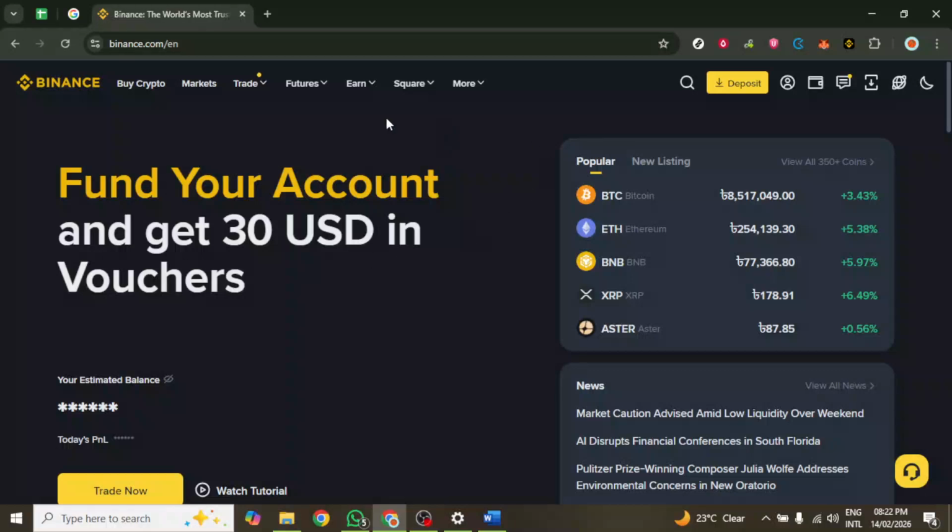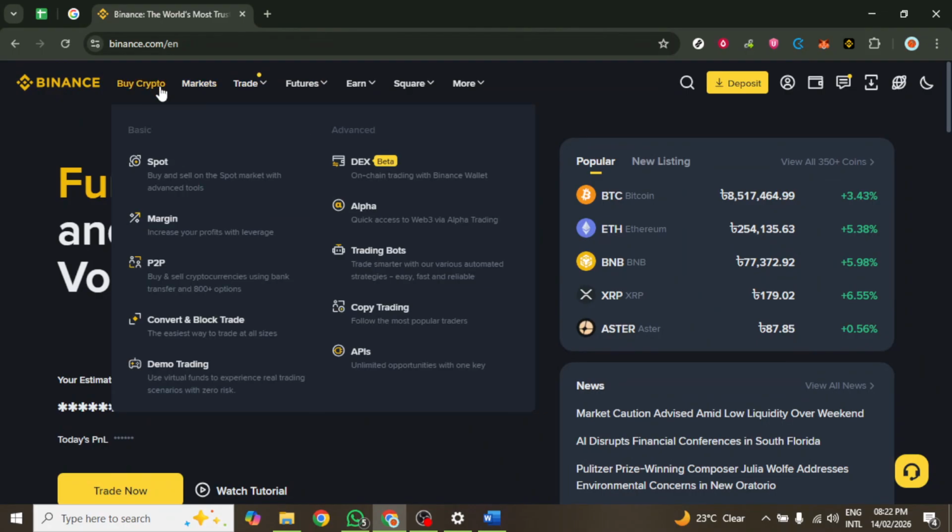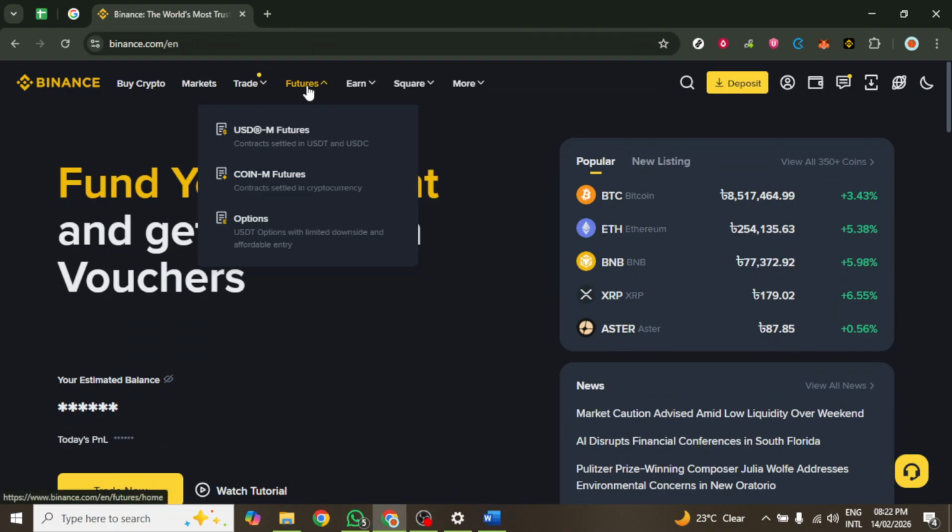In this video, you will learn how to sell Pi on Binance. This guide will cover the necessary steps to confirm if Pi is tradable on the exchange and what actions to take based on its availability. Begin by opening the Binance platform and navigate into the market section.